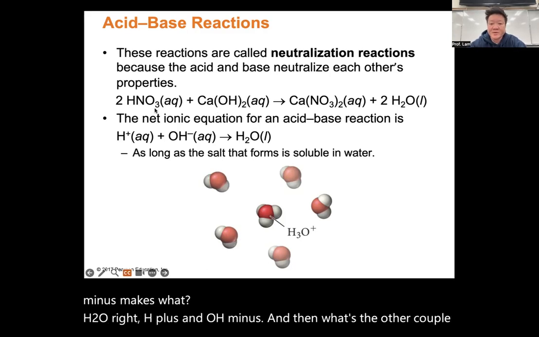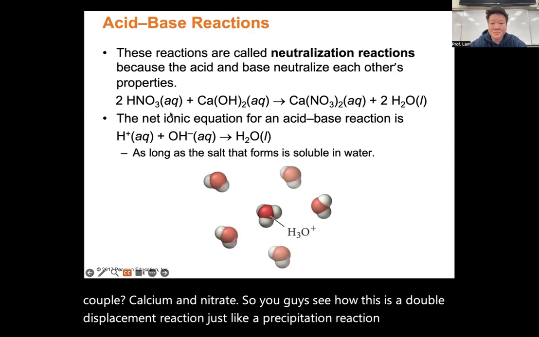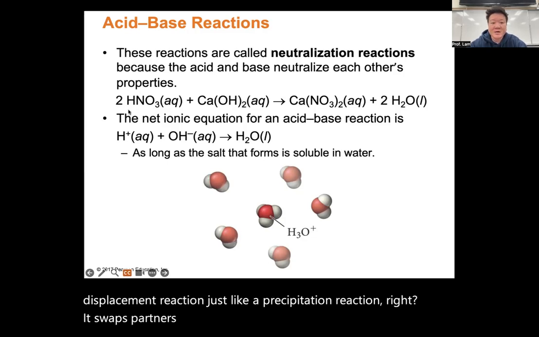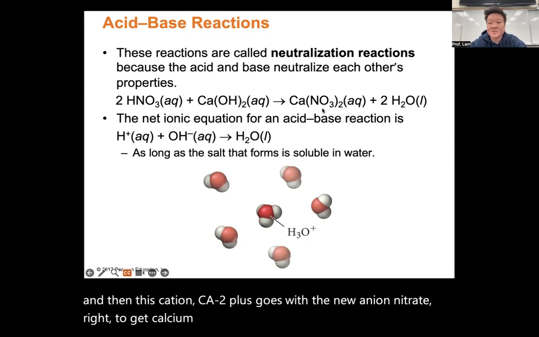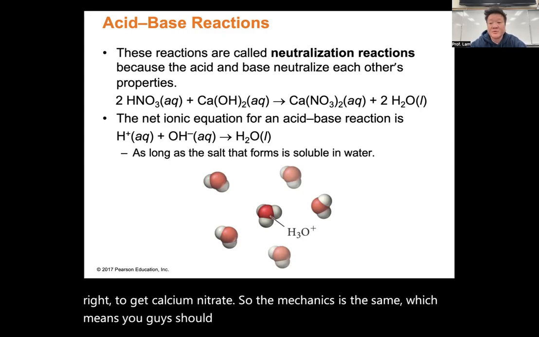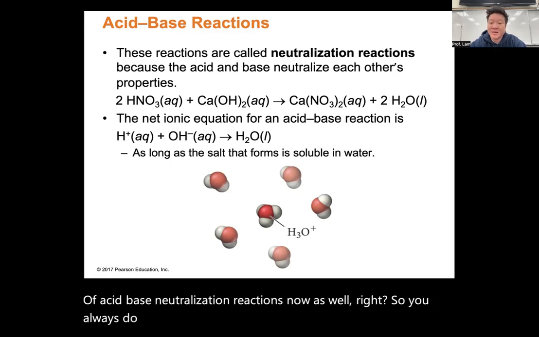Calcium and nitrate. So do you see how this is a double displacement reaction, just like a precipitation reaction? It swaps partners. The cation here goes with a new anion, and then this cation, Ca2 plus, goes with the new anion nitrate, to get calcium nitrate. So the mechanics is the same, which means you should be able to predict the products of acid-base neutralization reactions now as well. So you always do the double displacement first, and then you balance the equation.